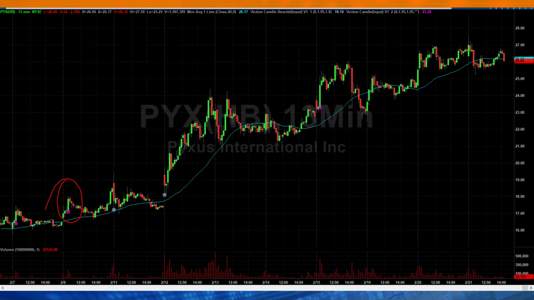All right, PYX, I think we're almost done our top 10 here. PYX, there's your action candle. There's the big upward trend. Another one there. That's not a bad entry, but a little late into the trend, and it continued higher from there.